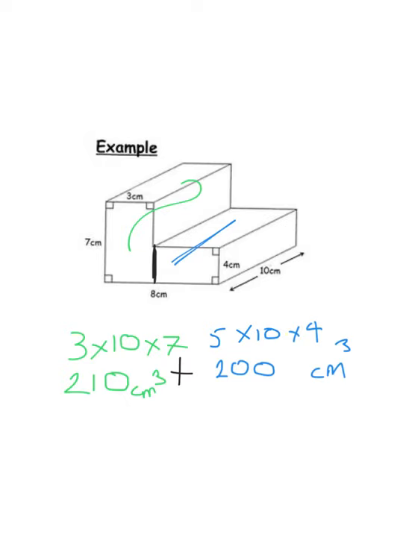So now to work out the total volume, we're just going to add this one to this one. So 210 plus 200 centimeters cubed is going to be, in red, 410 centimeters cubed.